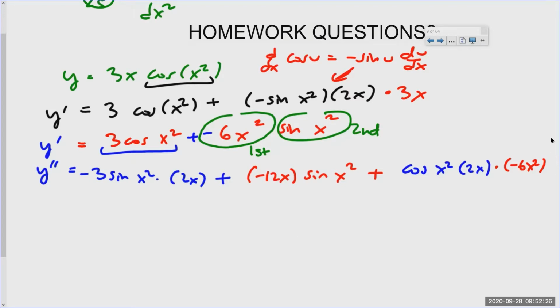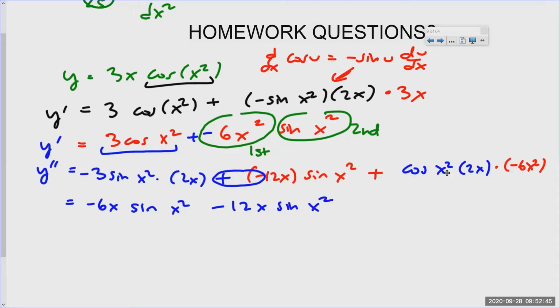All right, and so then I'm just going to combine stuff here. Negative 3 times 2x is going to be negative 6x sine x squared. This one I can't simplify. The middle term's just negative, but I do have a plus minus, so I'm going to simplify that to minus 12x sine x squared.